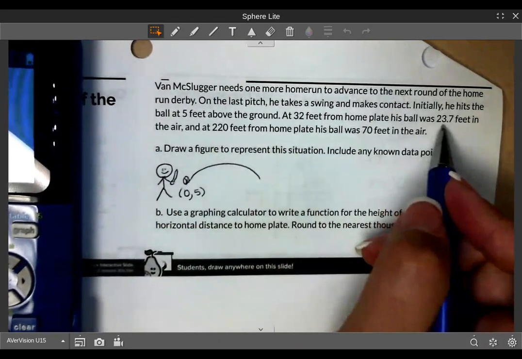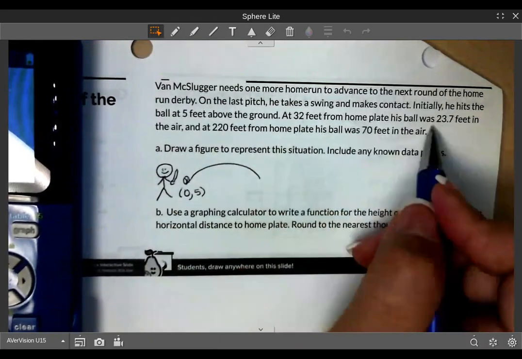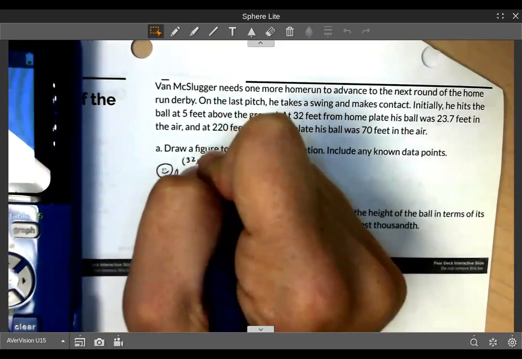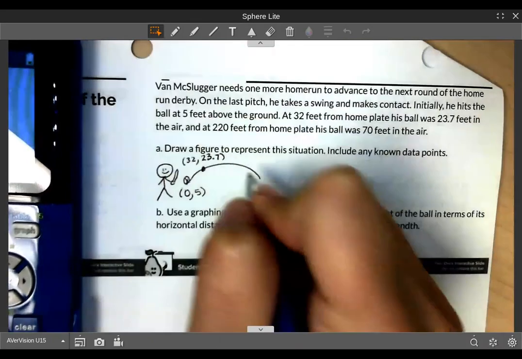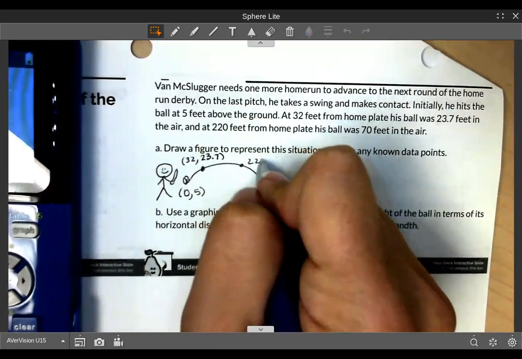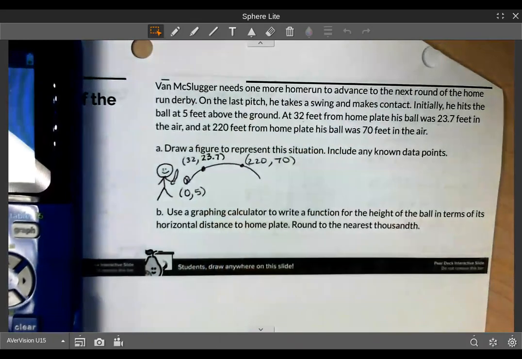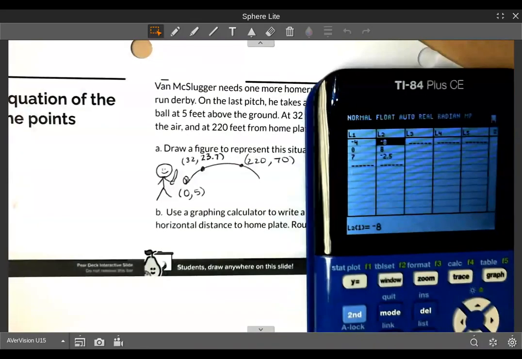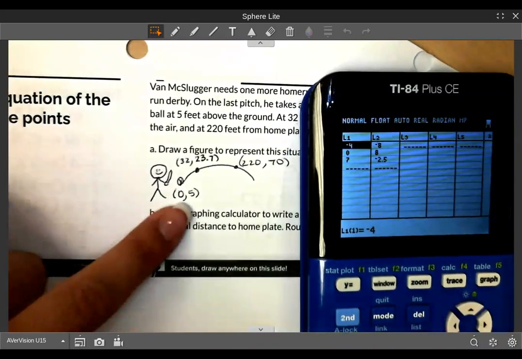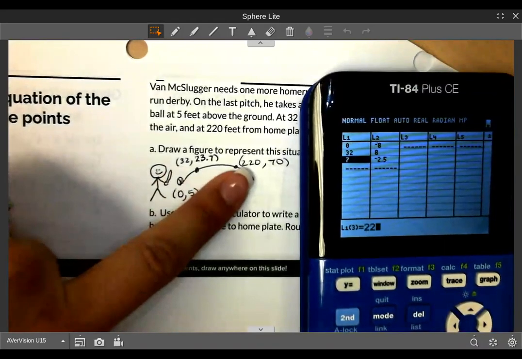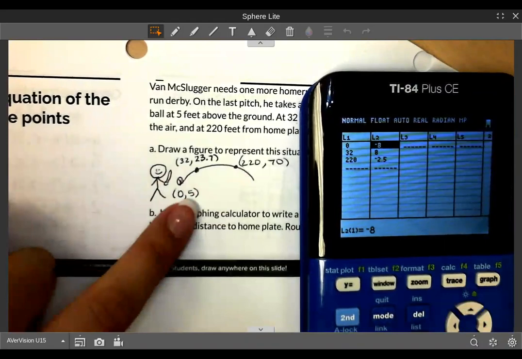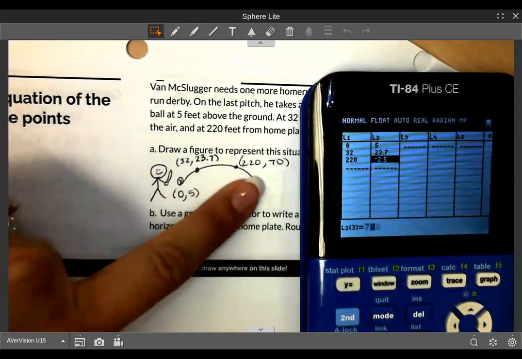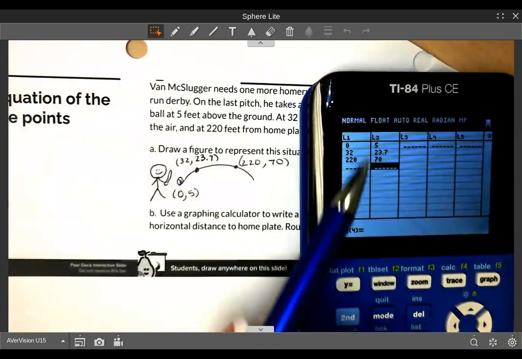It then tells us that when we are 32 feet from home plate, it is 23.7 feet in the air. So we've got a second point at 32, 23.7. And then when it's 220 feet from home plate, it is 70 feet in the air. So those are the 3 points given. And so we want to use our calculator to try and write those. So we would get 0, 32, and 220 as the x values. And then for our y values that correspond, we have 5, 23.7, and 70. We have put the 3 points into our calculator here.